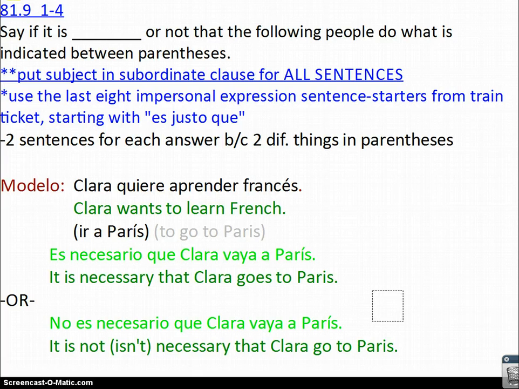So that's what you're going to be doing for this exercise. You guys are going to be translating the given sentence from the book. Then you're going to write a sentence saying whether it is or it isn't fair, absurd, ridiculous, strange, whatever is on your train ticket for each sentence. And you're going to say if it is or it's not, your opinion as far as the information in parentheses. Let's look at number 1.